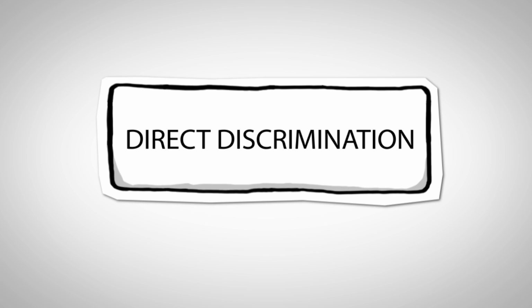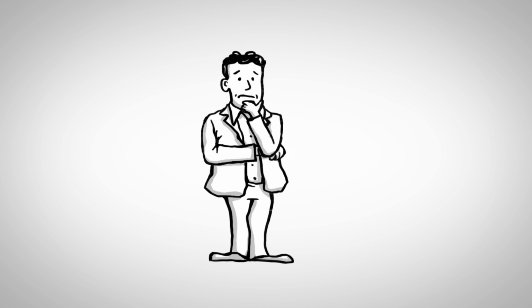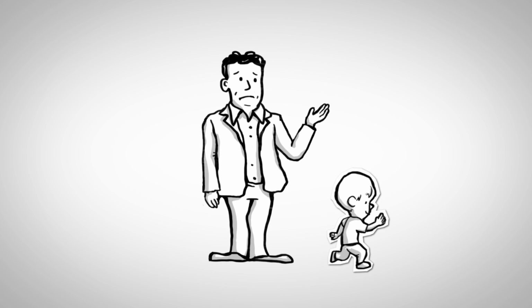Direct discrimination. This means treating someone less favourably than you treat or would treat others because of a protected characteristic. For example, a candidate does not get the job as a primary school teacher because he is male.